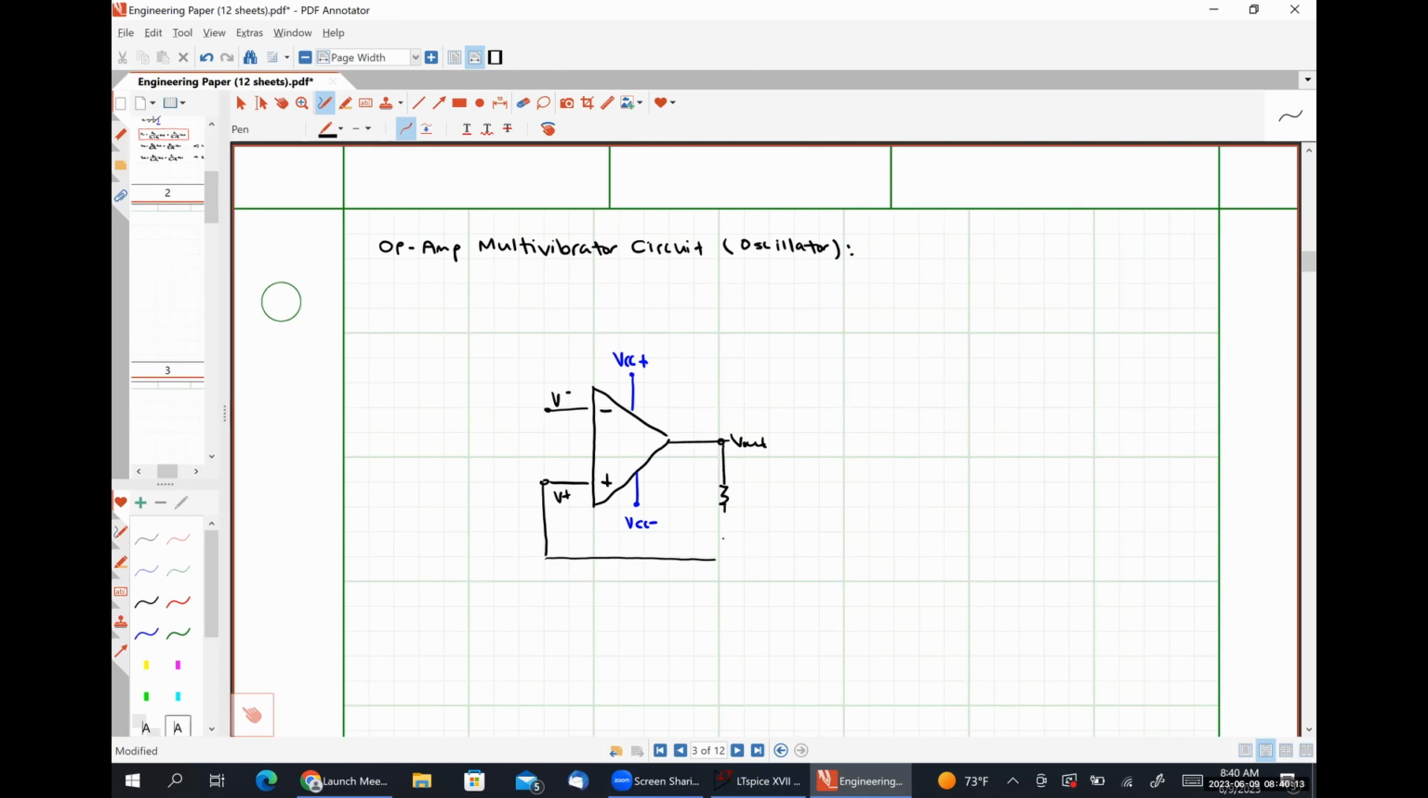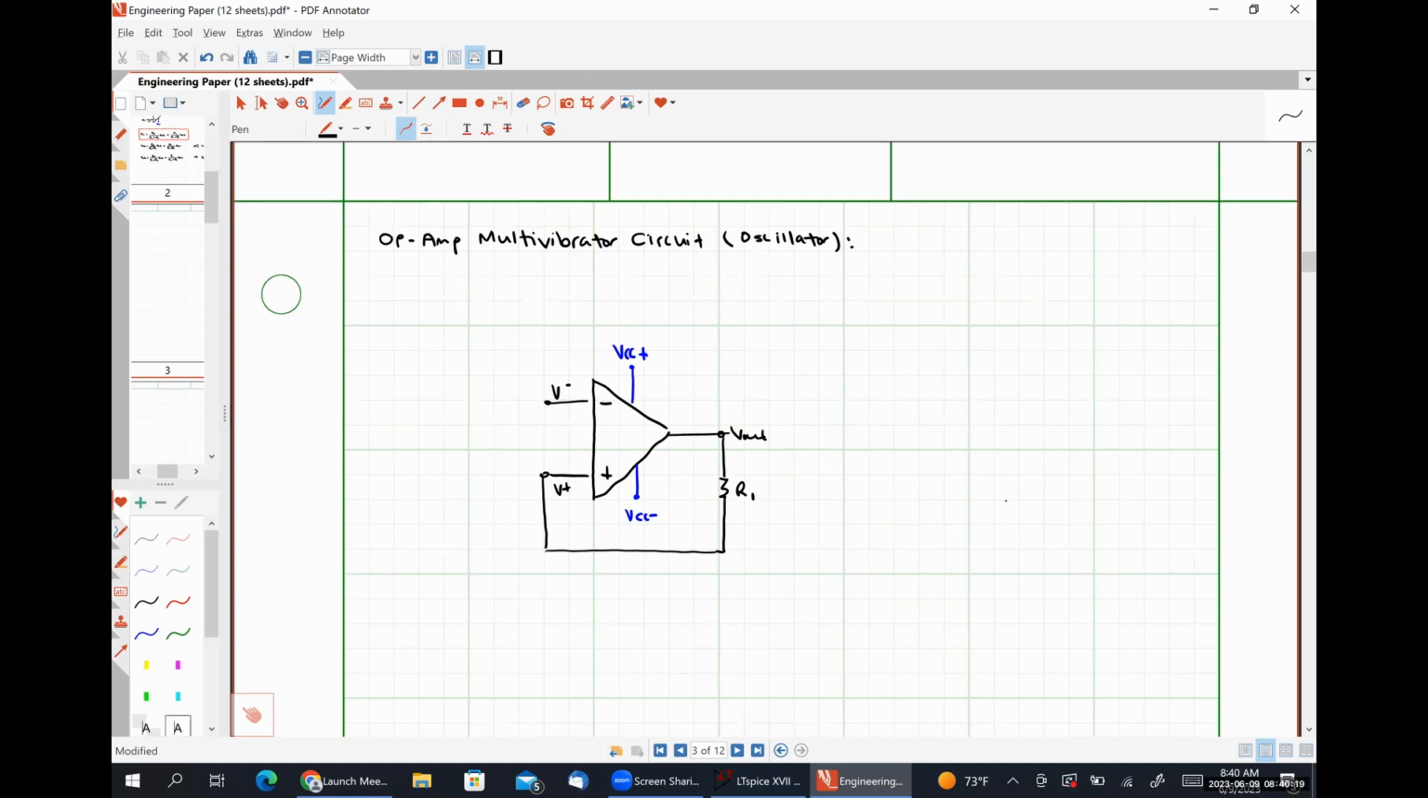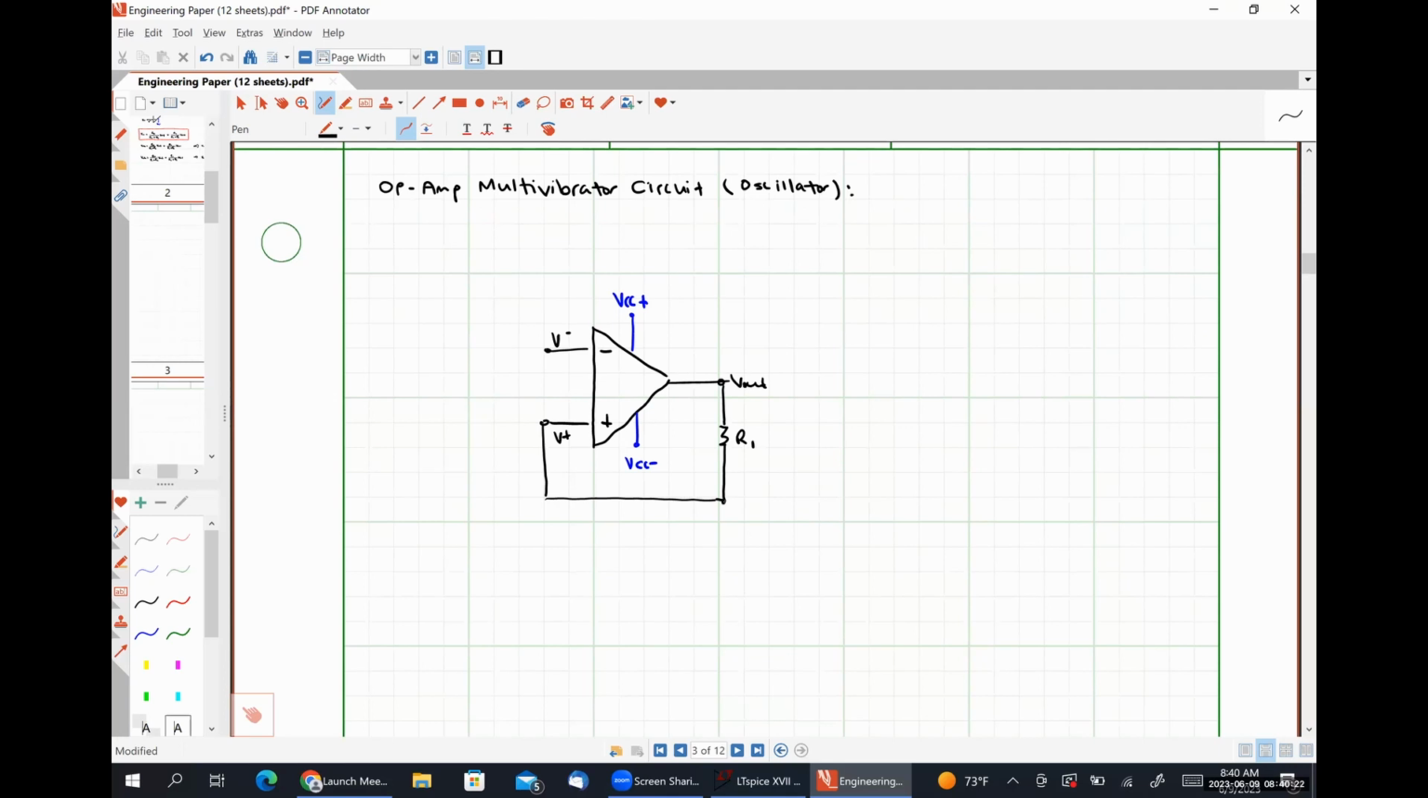Here is my feedback resistor, which I am going to call, in this case, R1. Then I'm going to have a resistor R2 connected like so to ground. So I have positive feedback, and then I also have this kind of voltage divider-esque thing going on here between R1 and R2. I'm also going to have a negative feedback path.